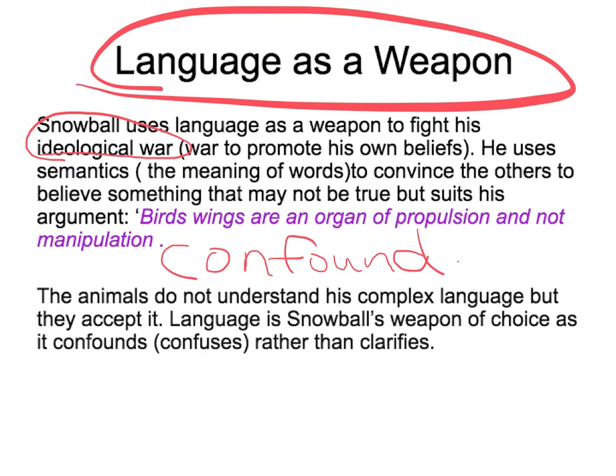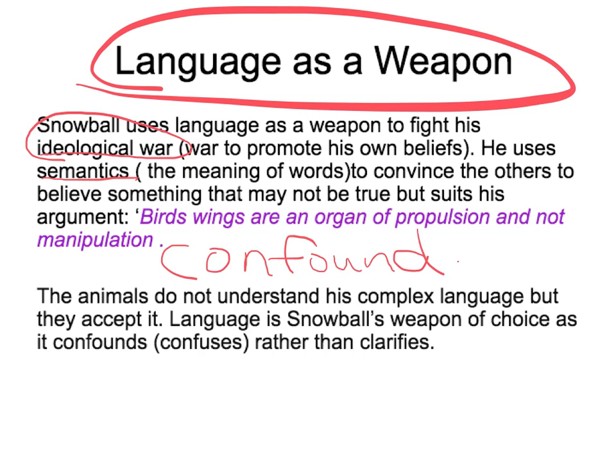He uses semantics, the meaning of words there, because what he wants to do is make it seem as if what he says is irrefutable. It cannot be argued with. He makes it sound logical. He makes it sound sophisticated. And if you're a stupid animal, you'll just go, okay, I don't know what that means, but it sounds good.